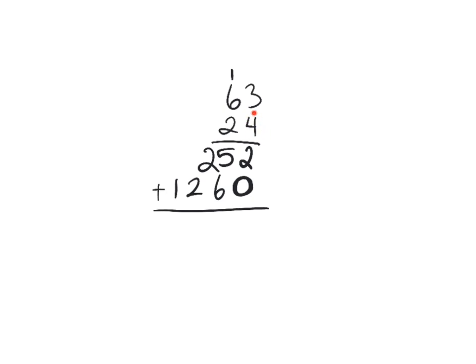I've got 4 times 63 is 252, and 20 times 63 is 1,260. So now, like our other strategy, I can just add those up. 2, I get 11, 5, and 1 for a total of 1,512.